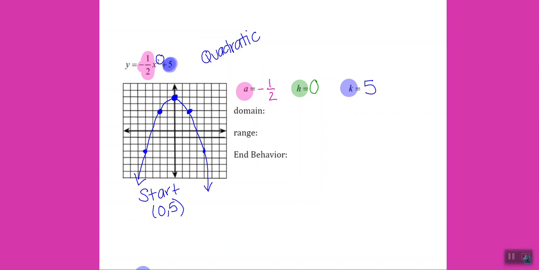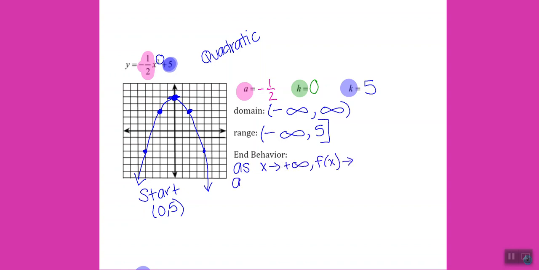So for our domain, we still have an arrow on each side, so it's still -infinity to infinity. Our range is going to change a little bit because this time the arrows are pointing down, so it's going from -infinity, and then it's going to stop at our top y value, which is 5. But for our end behavior, since the ends are pointing the same direction again, since the ends are both pointing down, it's pointing to -infinity.